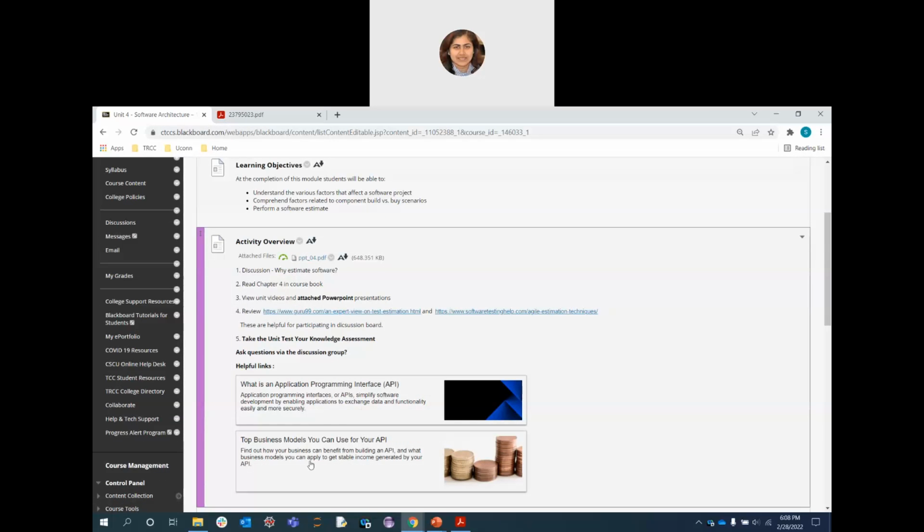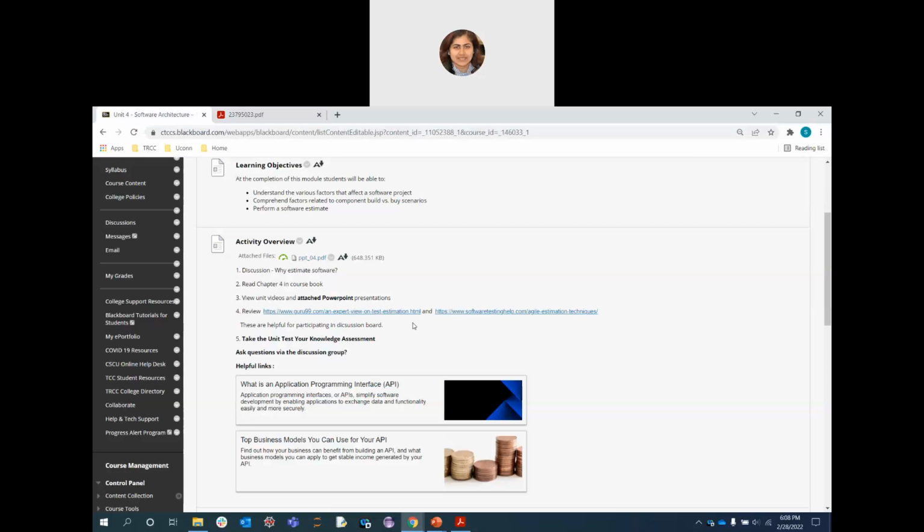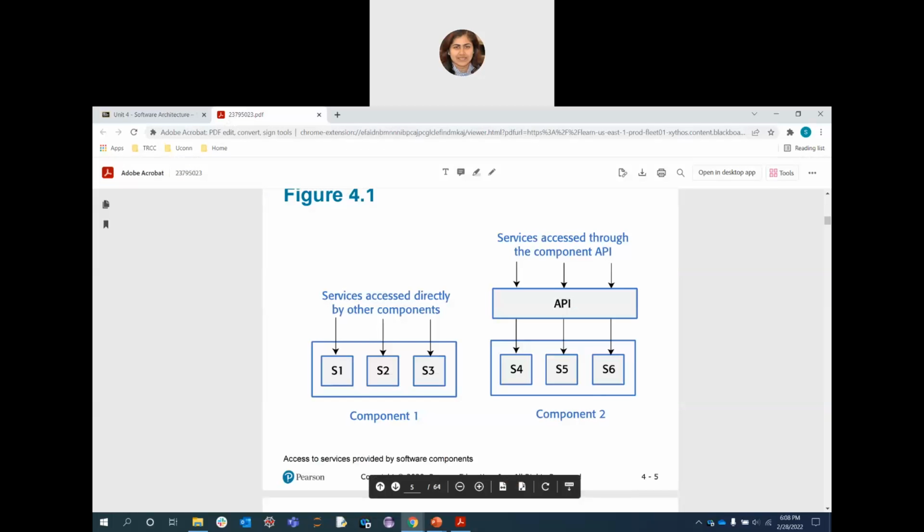These are the two helpful links, under your activity overview section. They also explain the working structure of the API. Everything can be accessed through those two links that I provided.